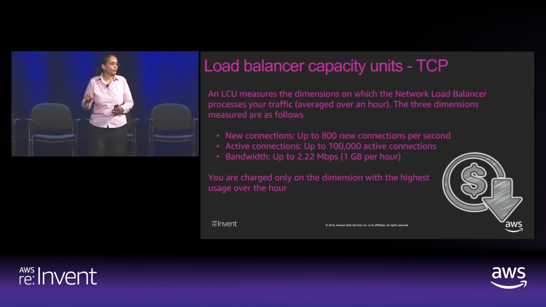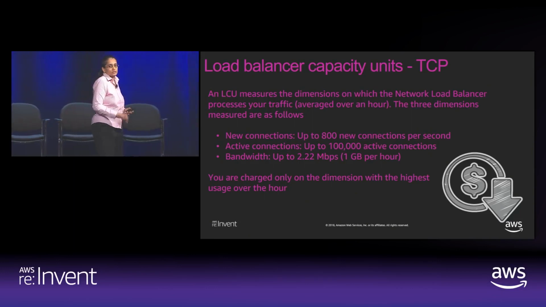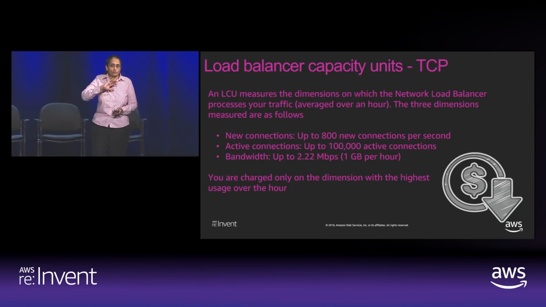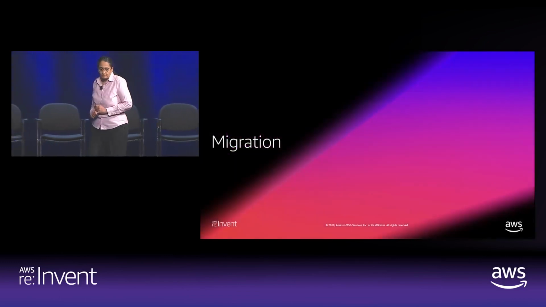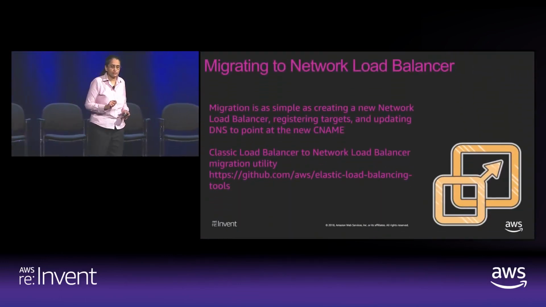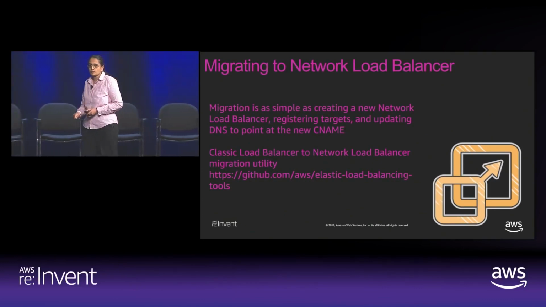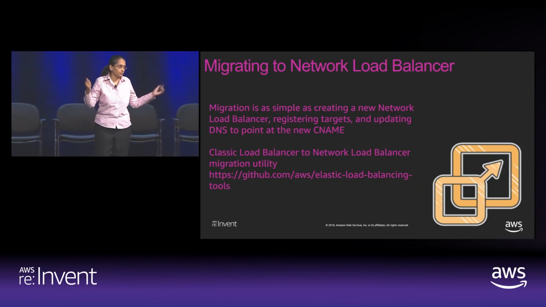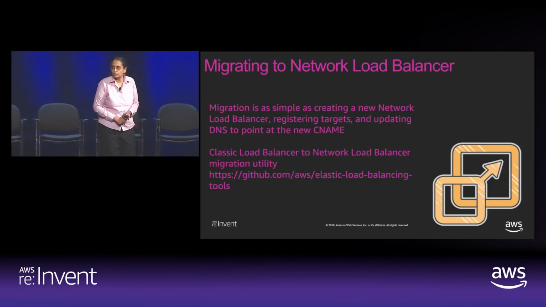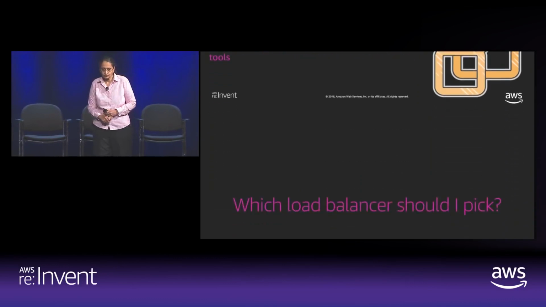Because it's high throughput, high bandwidth, we priced it differently. And the bandwidth price is also 25% cheaper than the application load balancer. So it's ideal for these high throughput, high connection, long-living connection kind of applications. So migration, similar to the application load balancer, is exactly the same. You create a new load balancer, you move your targets behind the load balancer, and change the CNAME. There are a lot of tools available to help you with the migration.